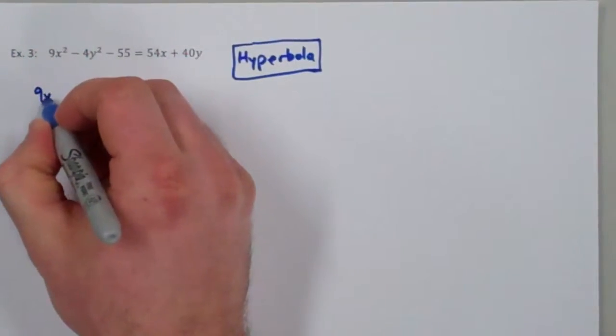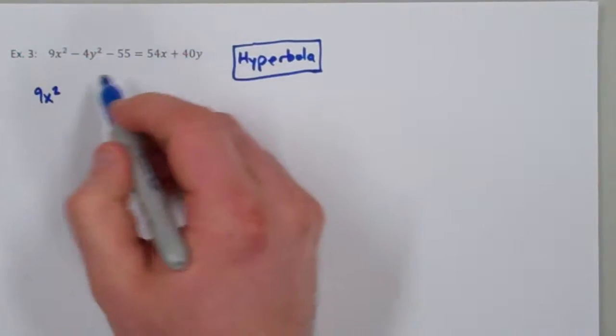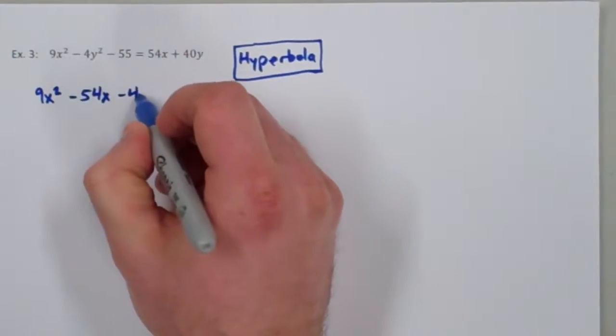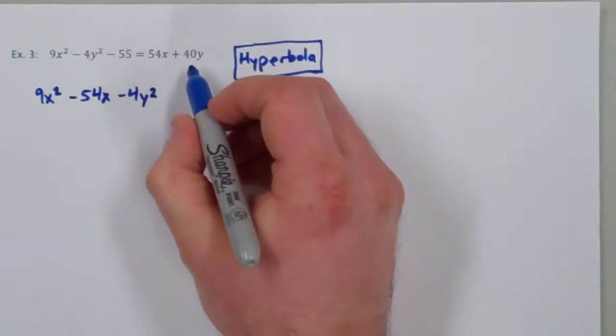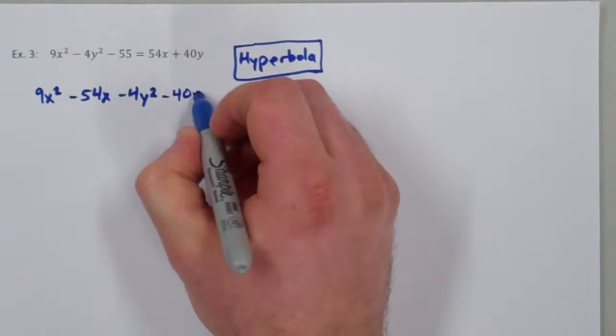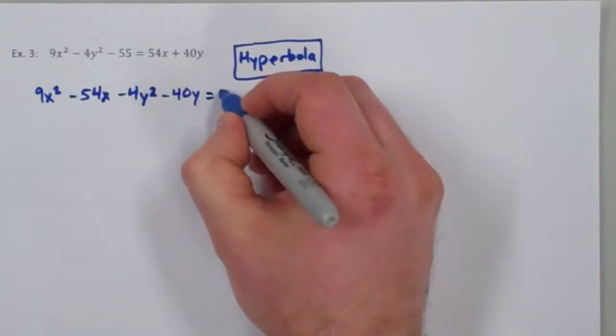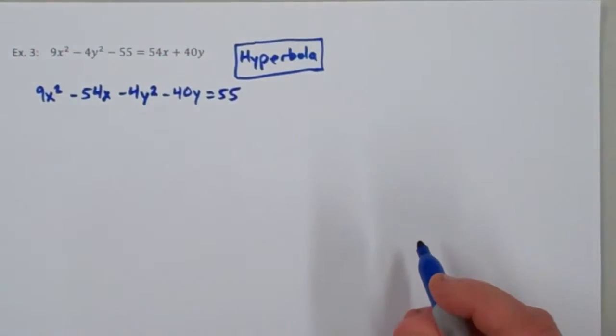So we'll start this one off with a 9x squared. We'll subtract 54x from each side. Then I've got a negative 4y squared. And then I've got a negative 40y. If I subtract 40y from each side, those are gone. And then I'm going to add 55 so I can get 55 on the right.